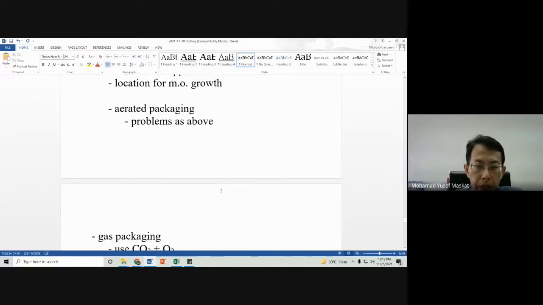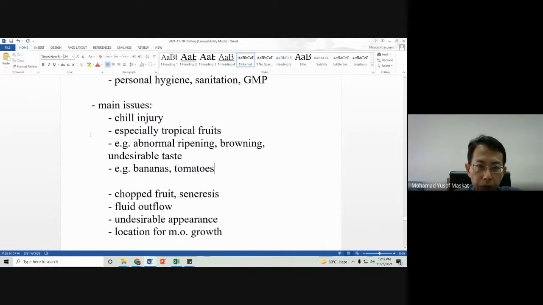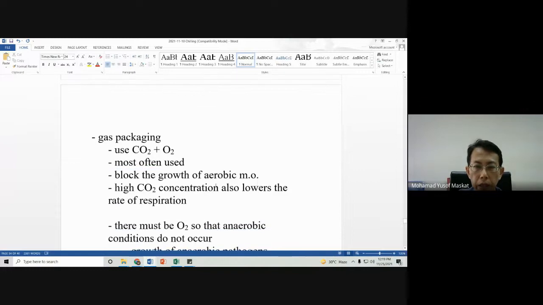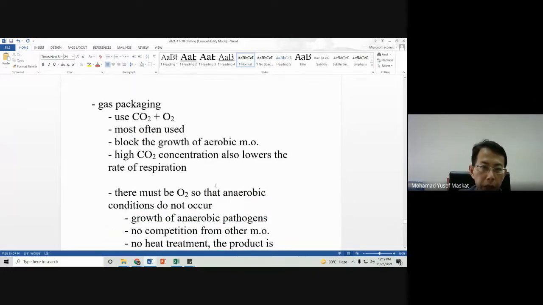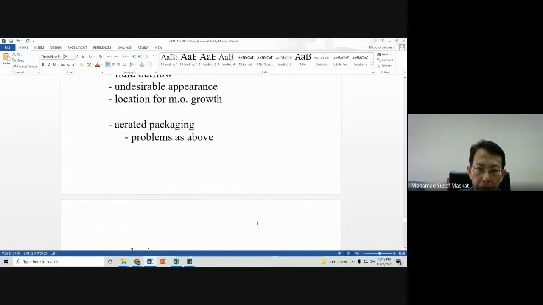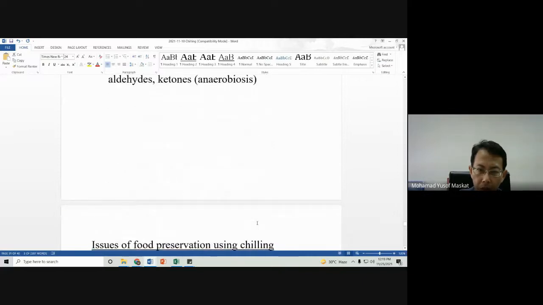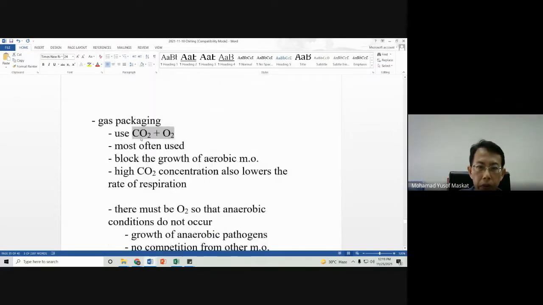Okay, aerated packaging problems as above, as we have discussed this. All of these are the problems because of course there's no difference in aerated packaging, because the composition of air is still the same as outside of the package. So for gas packaging, usually they will use CO2 plus O2. Vacuum pack is rarely being used.